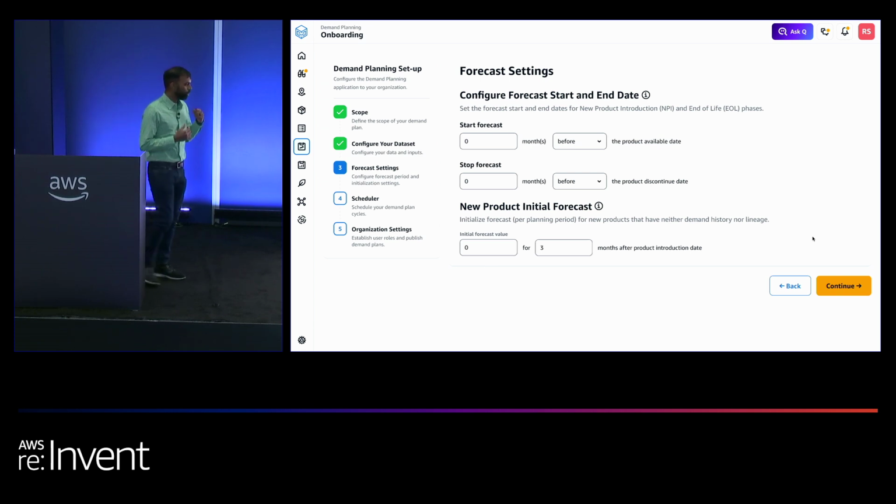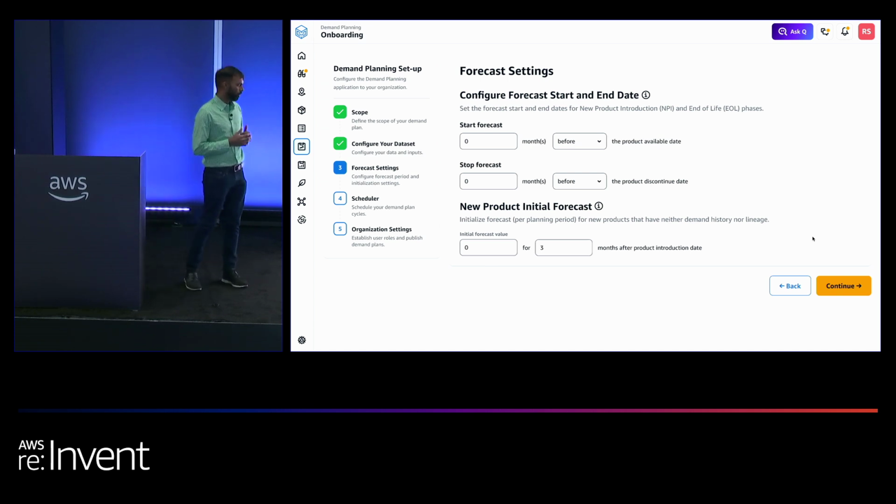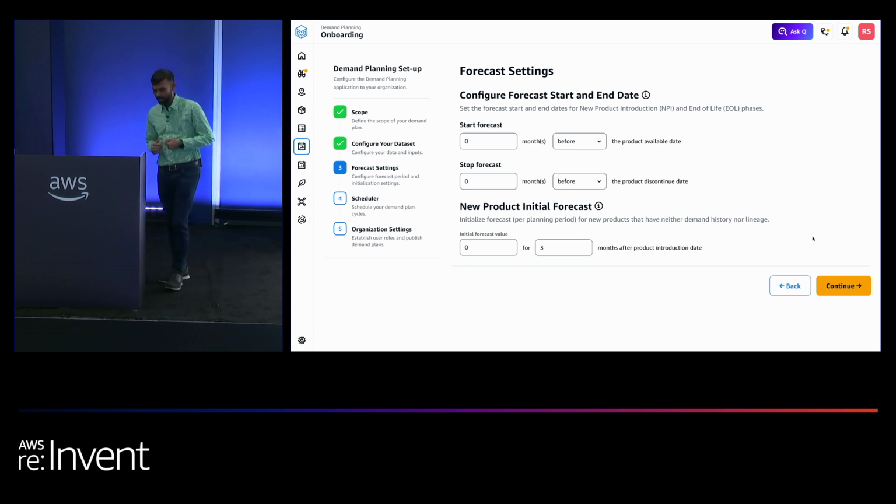Now, before I move away from the screen, another point that I wanted to raise is with respect to initialization of the forecast. Typically, when we look at products that don't truly fit the new product definition, nor fit a product lineage or association with another product, for those products the challenge really is to get an initial forecast value into play.